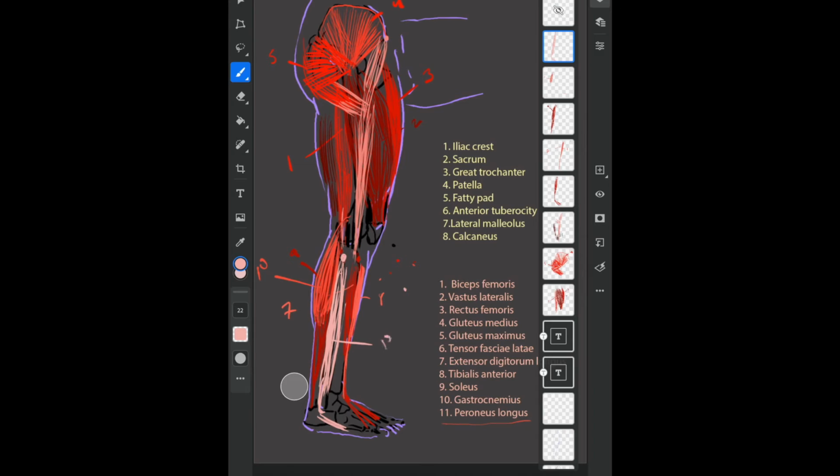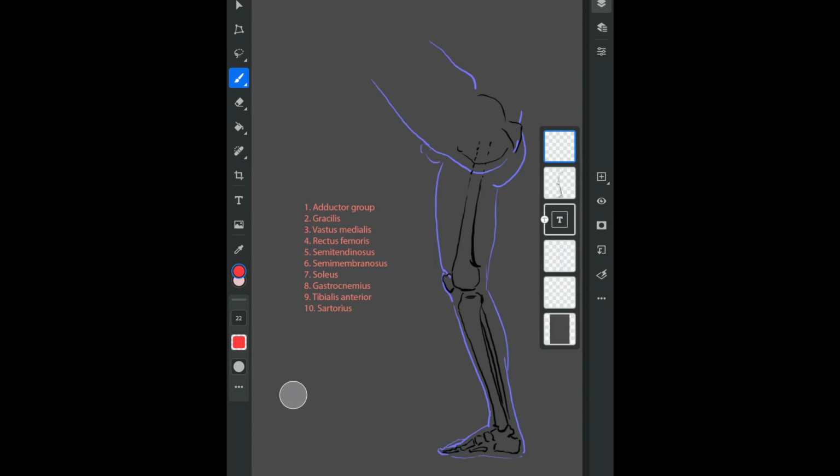Okay, that covers the landmarks and muscle groups of the leg from the side. Now let's talk about what happens on the inside of the leg. Since we've talked about the anatomical landmarks from other angles, and they're the same here, let's go directly into our muscle groups. Let's add a few more layers.